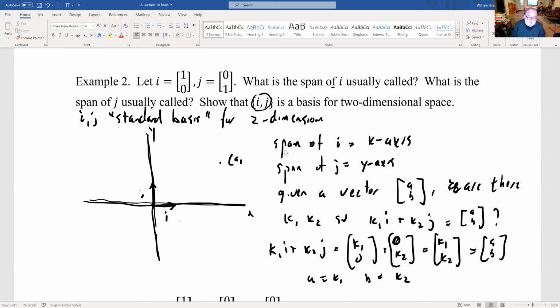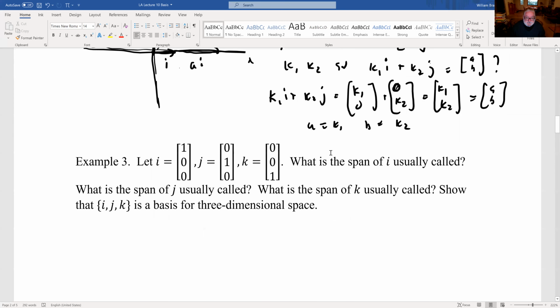So here's my vector (a, b). a times i plus b times j gives me the vector (a, b). Right, so that's the standard basis for two dimensions.